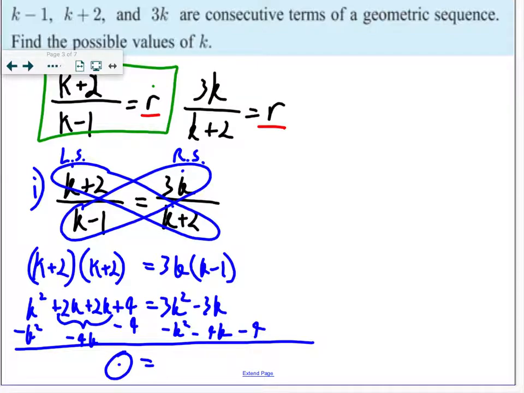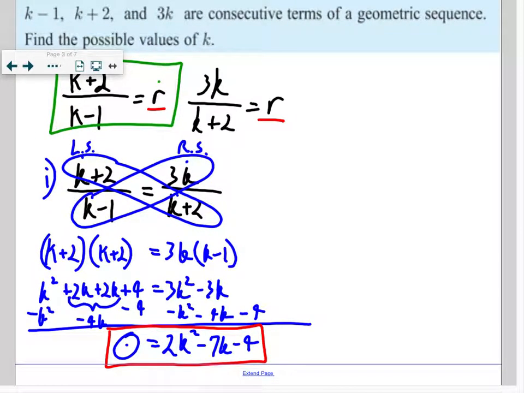3k squared minus k squared is 2k squared. Minus 3 minus 4 is minus 7k minus 4. So now, looking at this quadratic, I'm going to try and solve by factoring because I find that to be the easiest. So using my diamond method, a times c, I get 2 times negative 4 is negative 8, and my b term's negative 7.